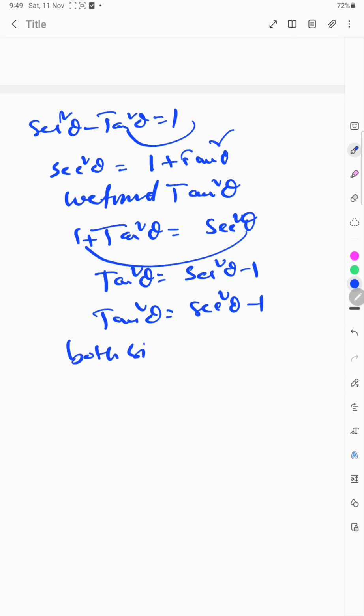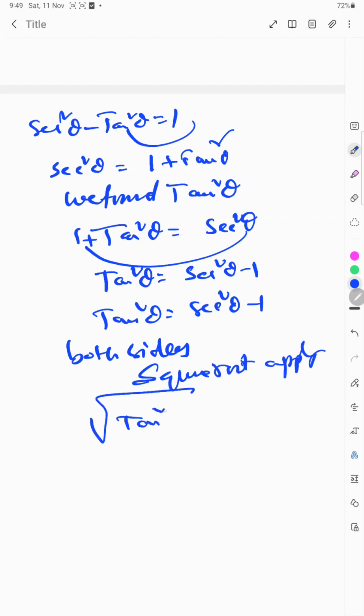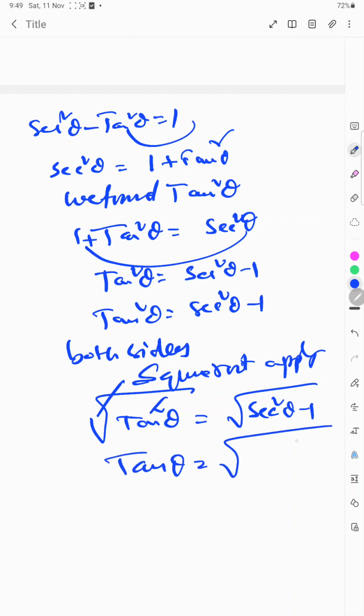Apply square root on both sides: root over tan square theta is equal to root over secant square theta minus 1. The square and root cancel, tan theta is equal to root over secant square theta minus 1.